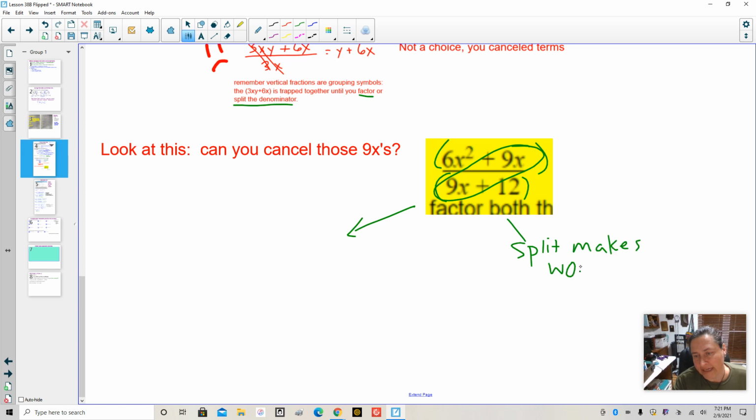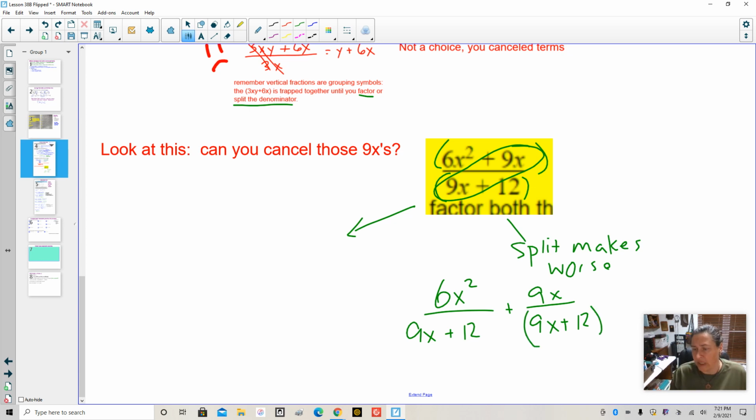So this is what it would look like if I did that. It'd be 6x squared over 9x plus 12 plus 9x over 9x plus 12. But am I allowed to cancel that 9x over 9x plus 12? No, because this is still a grouping symbol. That 9x plus 12 has to stay together.